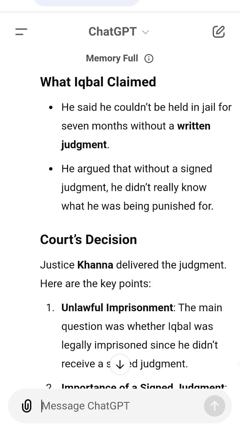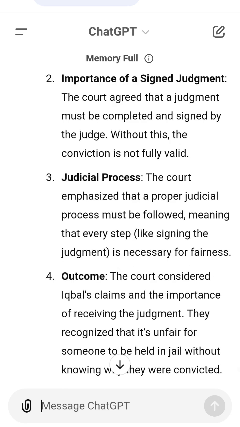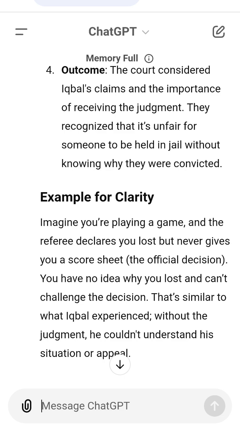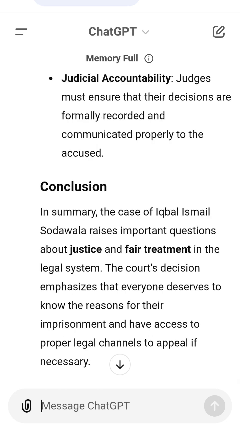Conclusion. In summary, the case of Iqbal Ismail Sodawala raises important questions about justice and fair treatment in the legal system. The court's decision emphasizes that everyone deserves to know the reasons for their imprisonment and have access to proper legal channels to appeal if necessary. This ensures that no one is unfairly kept in jail without a clear understanding of the charges against them.